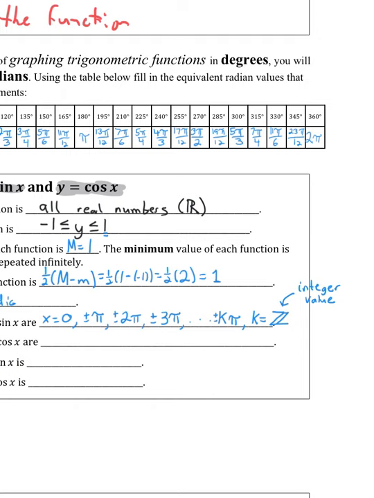For cosine of x, it's actually very similar, except it started at a maximum and then it works its way down to 0. And it's still going to be every pi apart, but the difference is it's going to be on the fractions 1/2, 2, 3/2, 5/2, 7/2, until eventually we get positive or negative k pi over 2. And again, where k is an integer value.